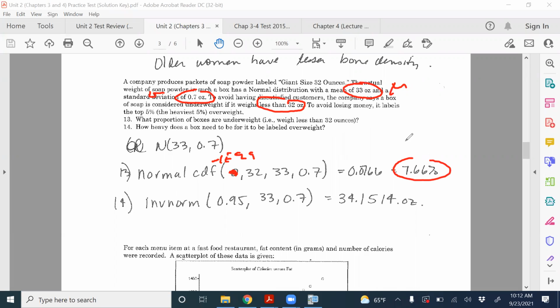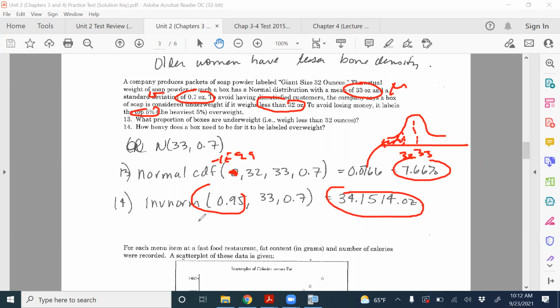You find 7.66%. So here's your normal distribution. Here's your mean at 33. Here's 32. You want all this, and that's 7.66%. And then if you want to be overweight, apparently you're overweight for your top 5%. So you want to find the 95th percentile and what's to the left of that. You'll find that's going to be the number there. Use the inverse norm for that one. That's second bars, option 3.